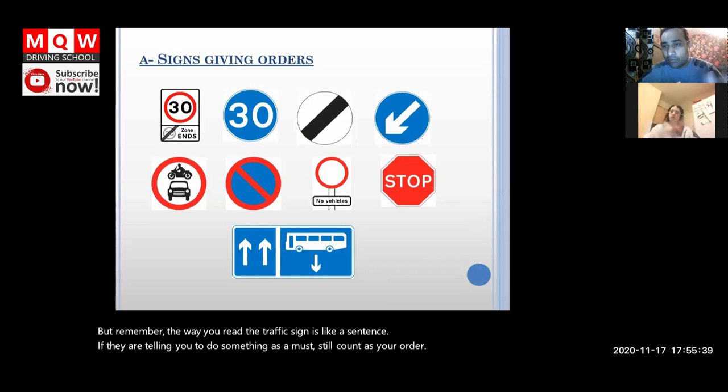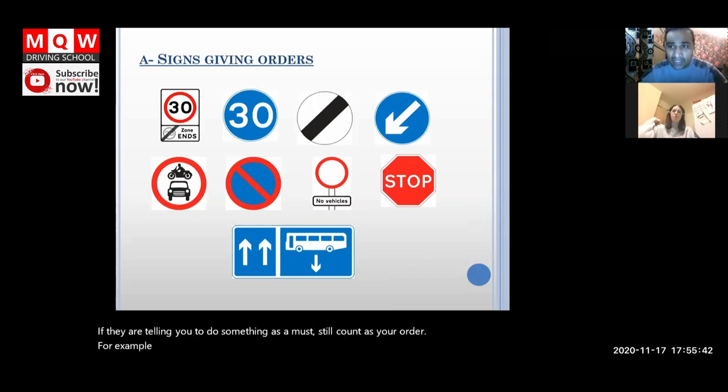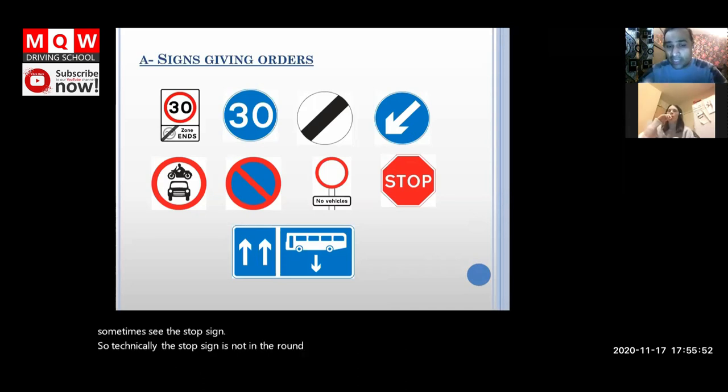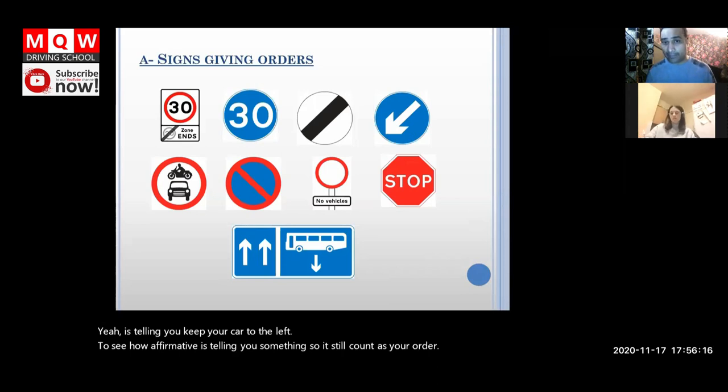For example, when you go to the T junction, you sometimes see give way signs and you sometimes see the stop sign. So technically the stop sign is not in the round circle, right? It's a hexagon, but still this is your order. If you look at the arrow, the first row, last one, it is telling you keep your car to the left. So see how affirmative it is telling you something. So it still counts as your order. Keep left. Keep your car on the left lane.